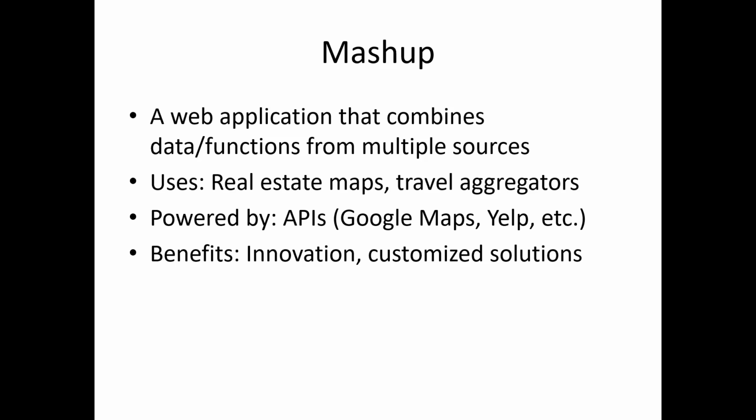Mashup uses APIs, application program interfaces, to pull data from sources like Google Maps, Twitter, or Yelp. This allows innovation by letting developers build on top of existing services.